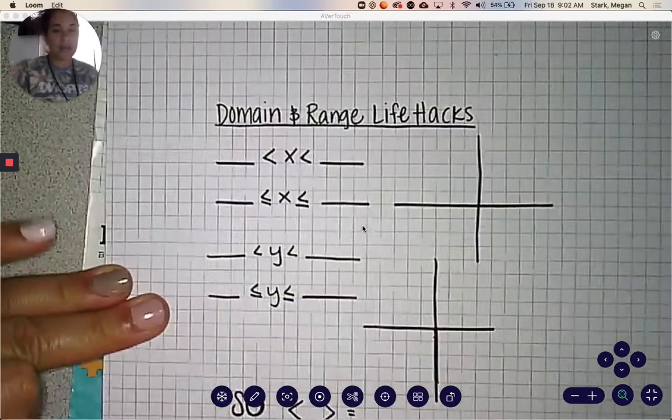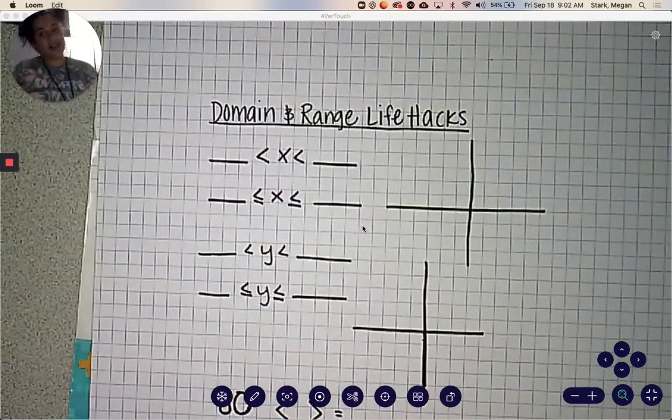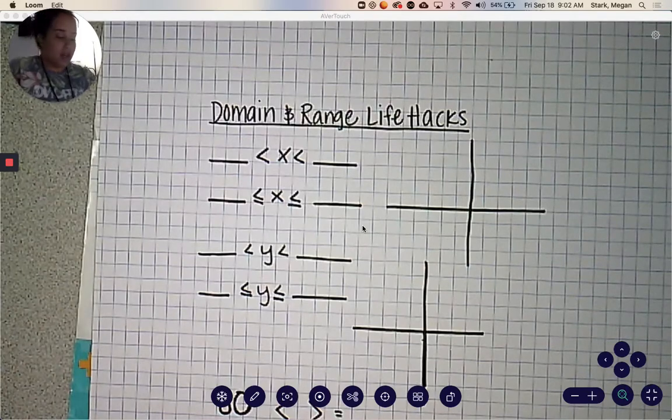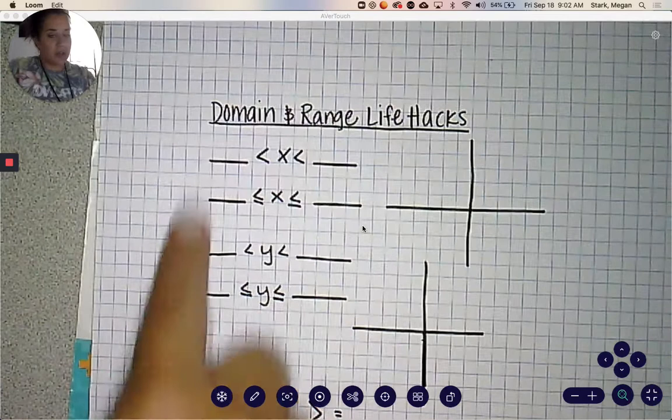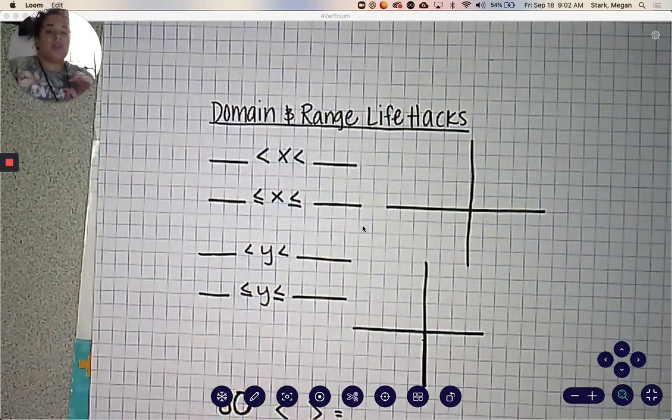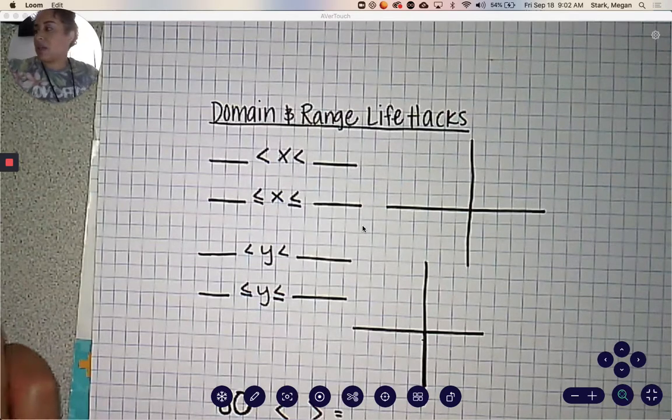Okay, so I'm gonna call this domain and range life hacks. These are some things that I think are really important. You guys actually worked with them last week, but I wanted to see if you could pick up on them. The big thing you worked with in one of your activities was inequalities. Okay, so just as a reminder, let me get a marker.